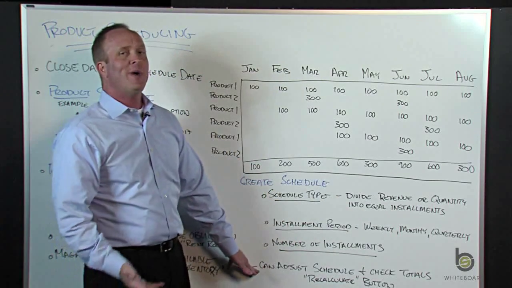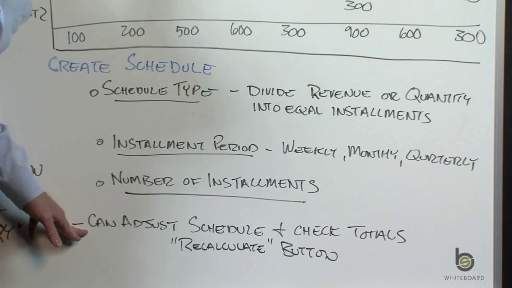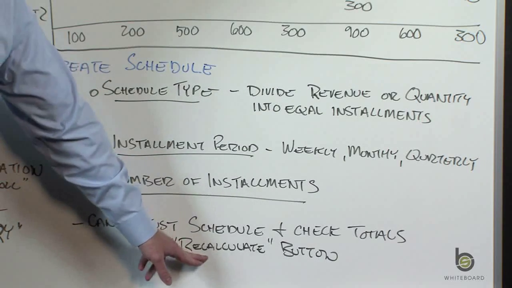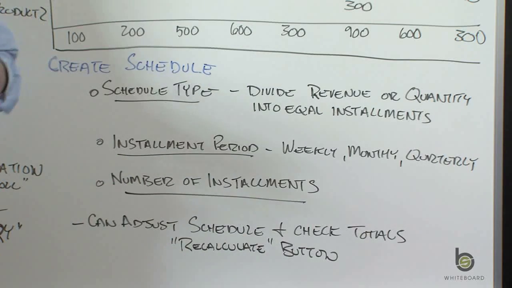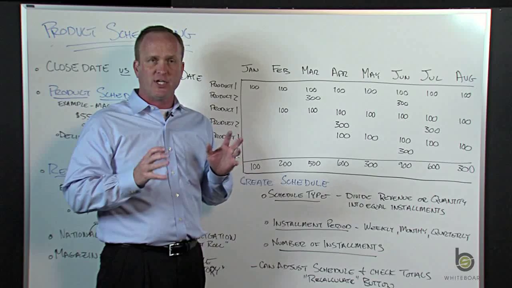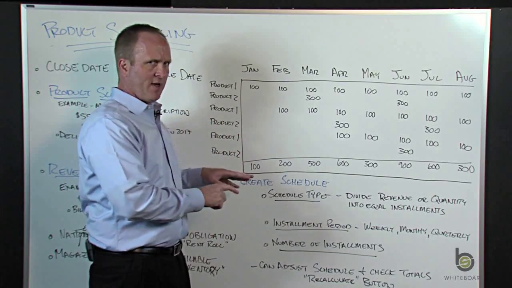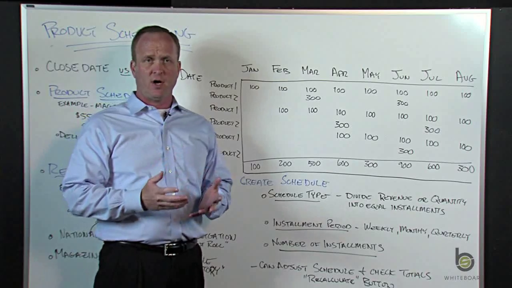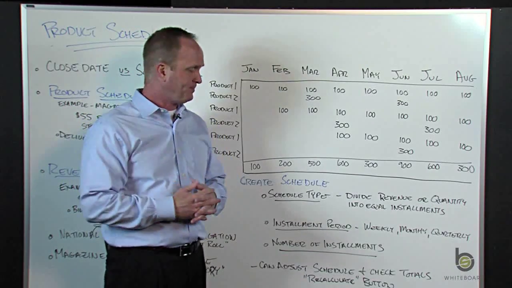You can always go back and adjust. Maybe you want to pull a little bit of money in the front, or back off the amount in the back. There's actually a recalculate button so you can check your total. If you're tweaking the schedule but you know you need to come up with $1,200 for the total sales price, you can double check your math real quick and have it re-sum all the amounts to make sure that you're still on schedule.